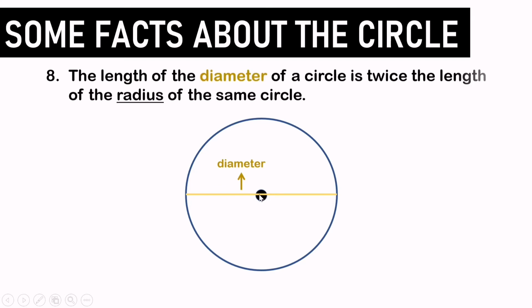Number 8. The length of the diameter of a circle is twice the length of the radius of the same circle. So, the length of our diameter is twice our radius. Because this part is a radius, and this part is also a radius. So, the length of our diameter is two radii.